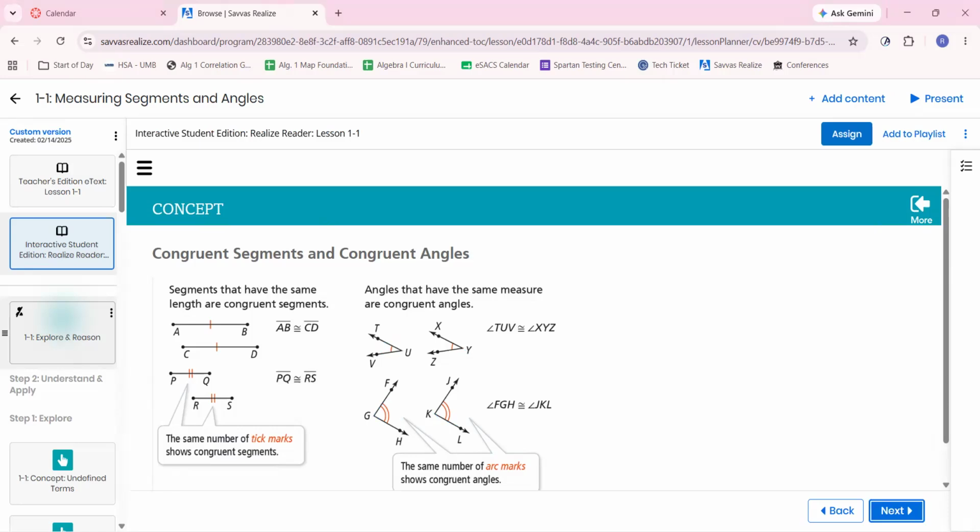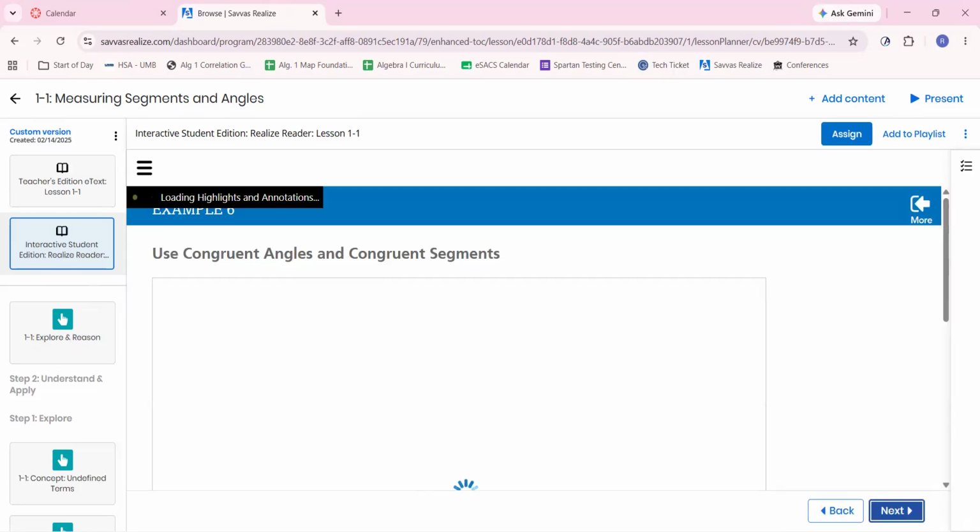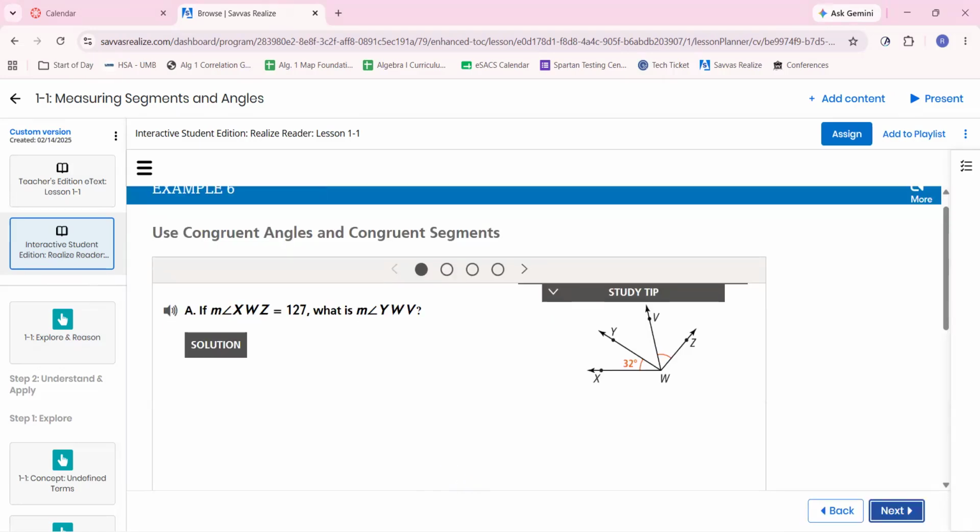So how can we use that in problems? Well, let's look at an example here. I would recommend pausing. If you felt like you understood that, try to figure this answer out. Pause it, maybe copy the diagram down in your notes, give it a shot, and then watch as I go through it. Okay, so it's saying the measure of XWZ is 127.